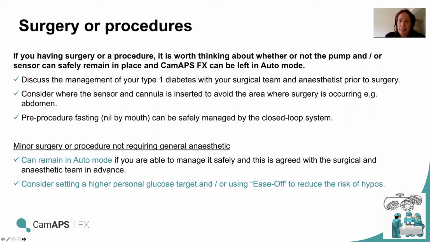If it's minor surgery or a procedure which isn't requiring a general anaesthetic, you can usually remain in auto mode if you're able to manage this safely around the time of the procedure, and provided this is agreed with the surgical team and anaesthetic team in advance. You might think about setting a higher personal glucose target for the 24 hours around the procedure itself, and maybe putting ease off on before the procedure, just to reduce the risk of hypos when you're fasting or when you're not feeling well enough to eat or drink anything around the time of the surgery.